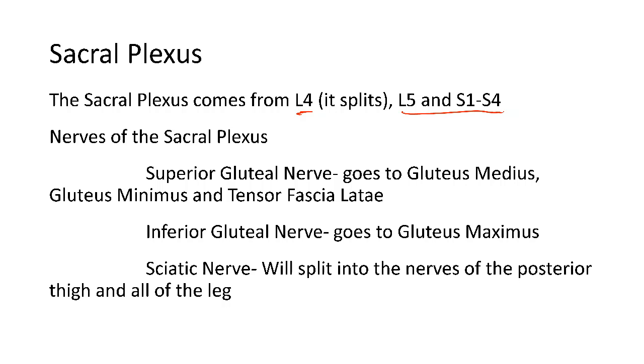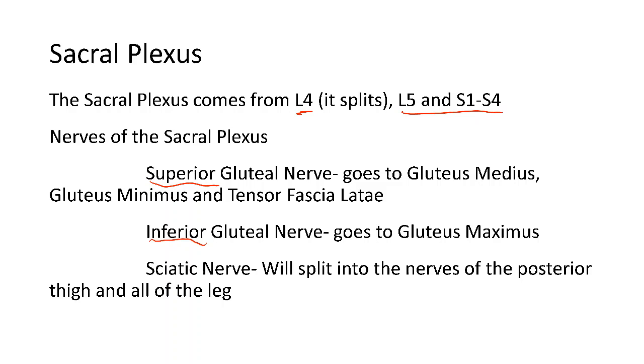We have the superior gluteal nerve. Superior means it goes to the superior muscles, so it goes to gluteus medius, gluteus minimus, and the tensor fasciae latae muscle. So those muscles are superior to the inferior gluteal nerve, which goes to gluteus maximus. Gluteus maximus is a huge muscle, and it's so big that it gets its own nerve, and that nerve is the inferior gluteal nerve. The way to remember which one is which: gluteus maximus inserts inferior to gluteus medius and minimus. So since its insertion is inferior, it gets the inferior gluteal nerve.